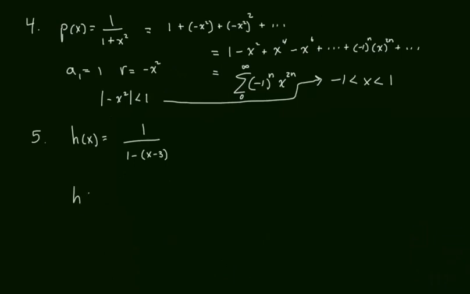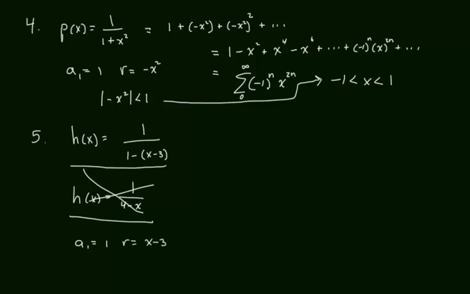Now the next one I've made very obvious, h of x, doesn't have to be in this form. H of x could have been written something like 1 over 4 minus x, which isn't quite as obviously geometric. So I've opted to go right to the form here above. Now looking at that, we can say that a1, the first term, is 1, and the common ratio this time is x minus 3.